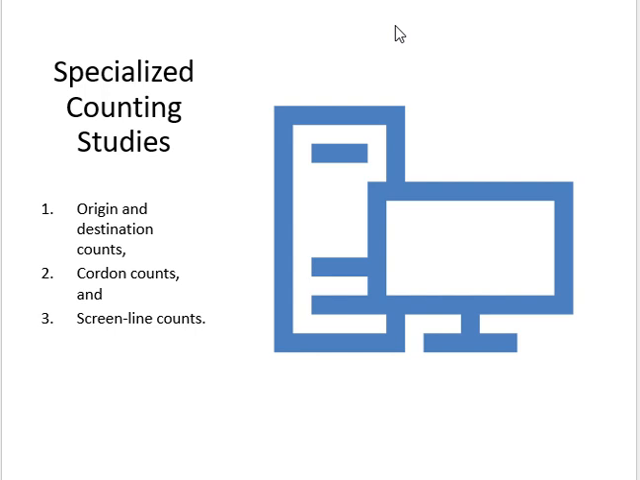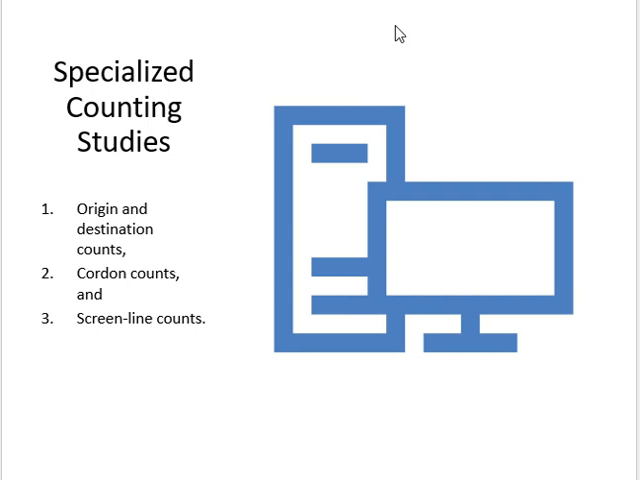Specialized counting studies are those in which you are not interested in the number of vehicles, but in the demand of the area. How many vehicles or people are entering and how many are exiting the area. We are not focused on how many vehicles are on the road. We are interested in the entry and exit.